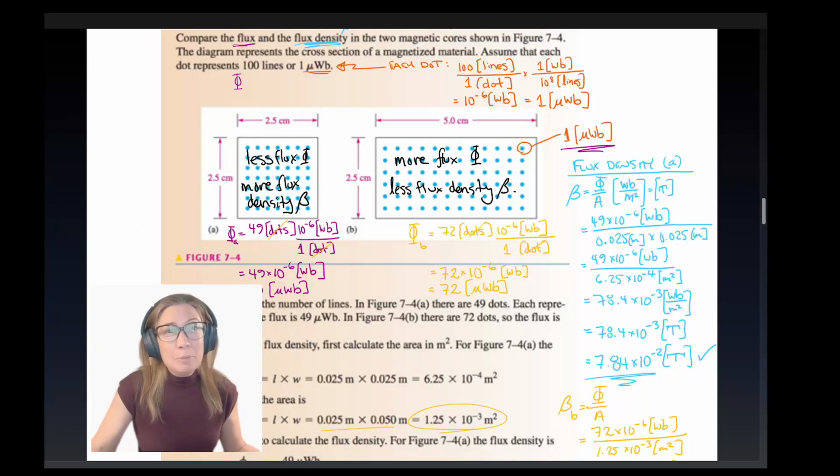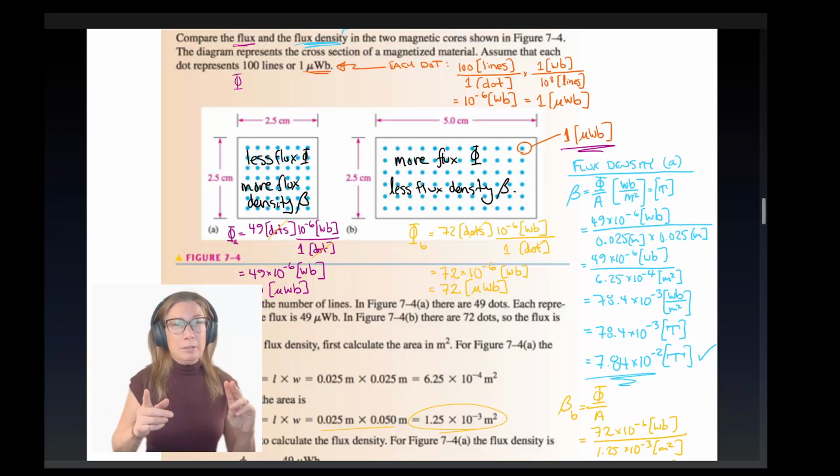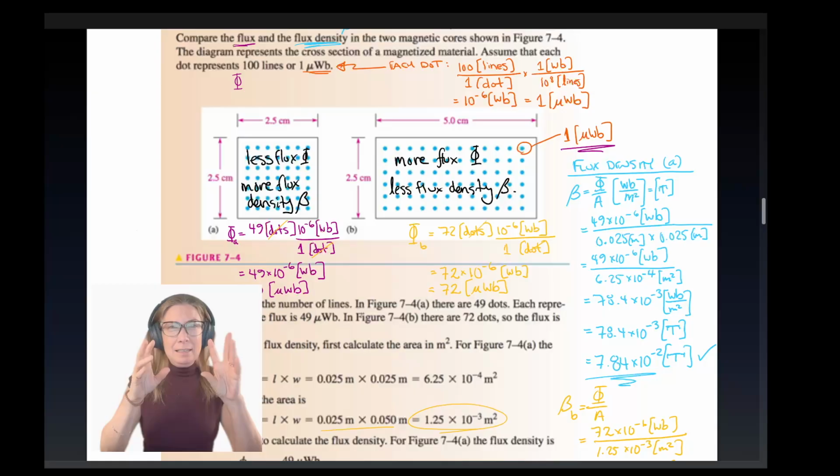This is a flux density problem. So I'm going to compare the flux and the flux density of two magnetic cores. Here's a cutout of these magnetic cores. It's the cross-sectional area of two bar magnets.